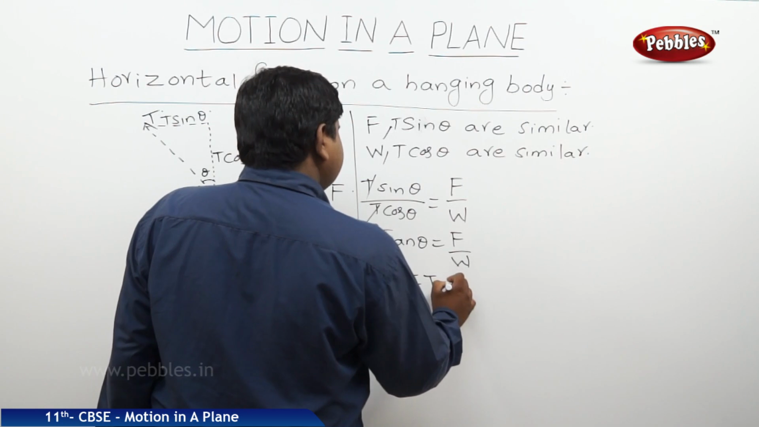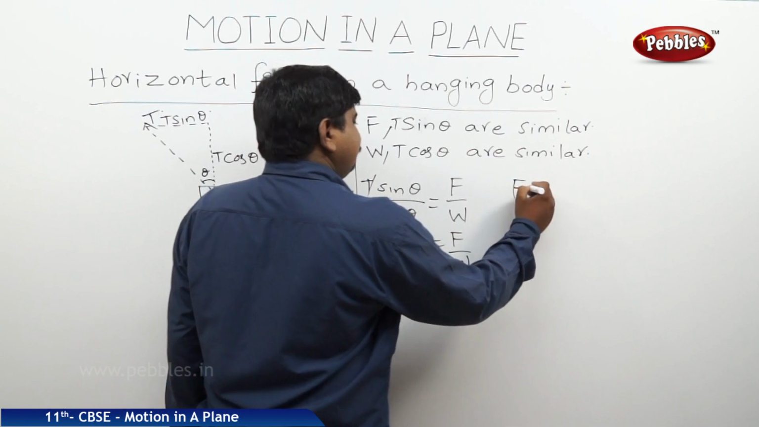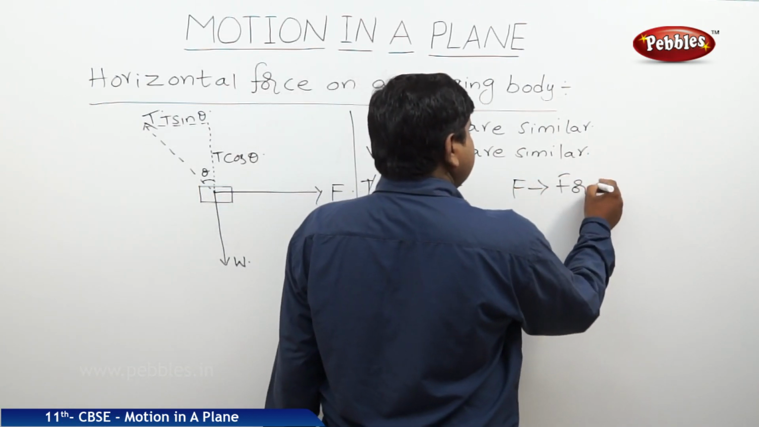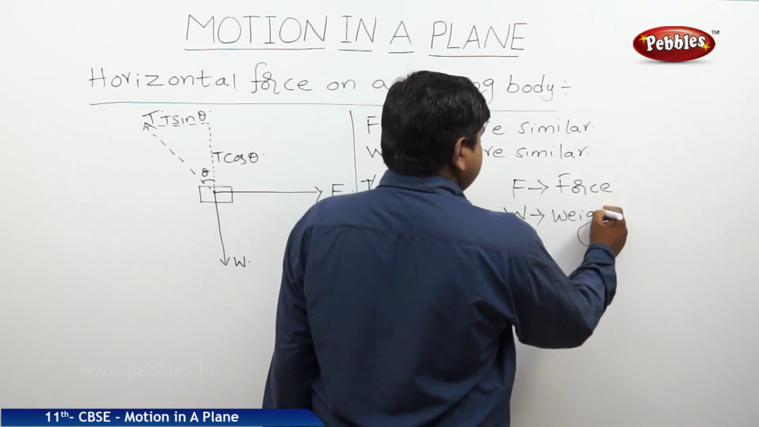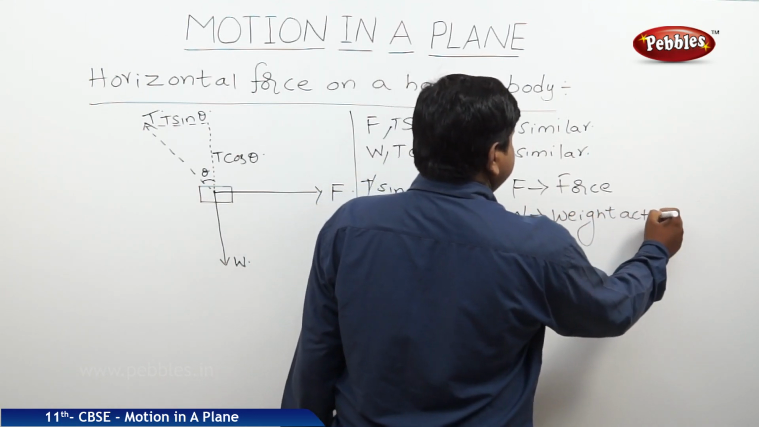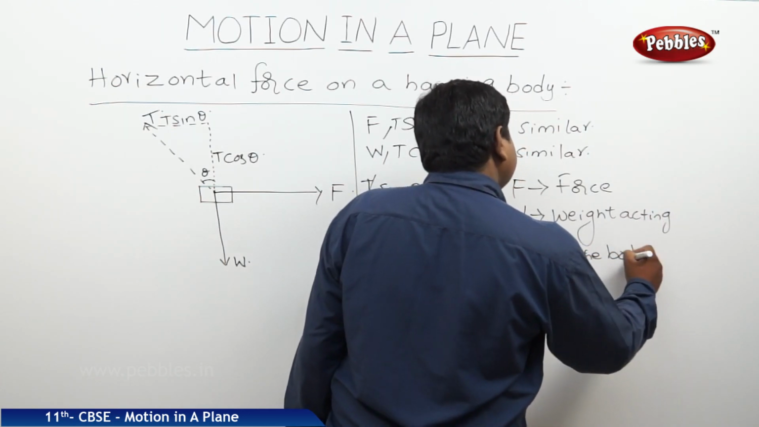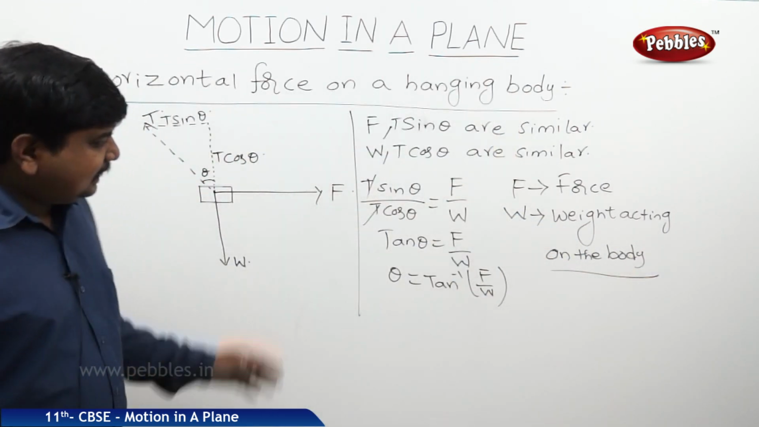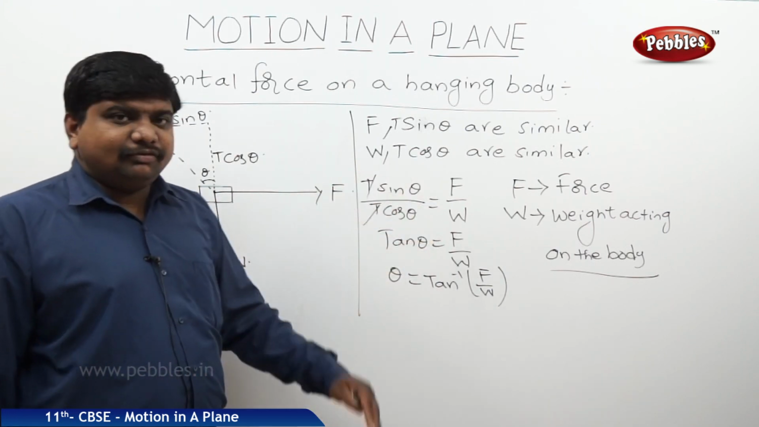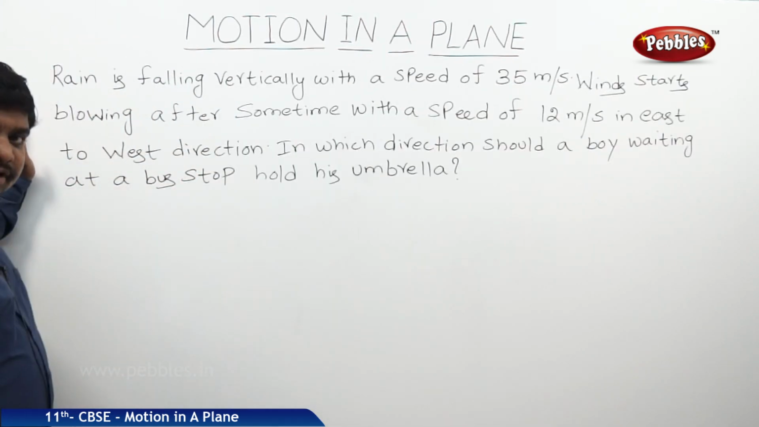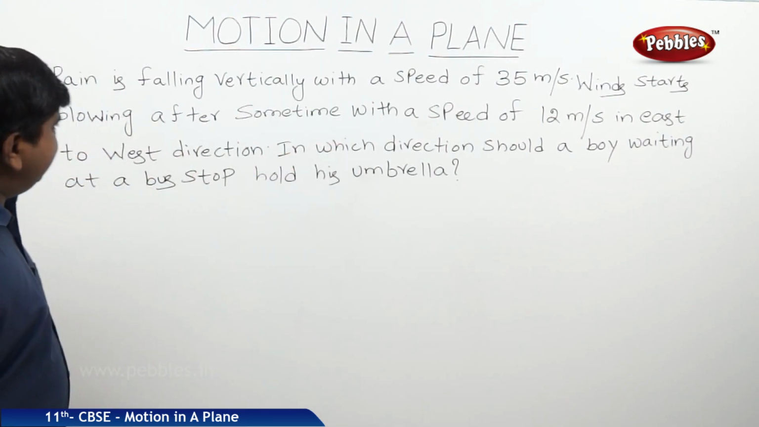Theta is equal to tan inverse F by W, where F is force, where W is weight acting on the body. So like this we can find out the angle made by the F and W with respect to the given force and weight. This is the problem which is based on the direction of the resultant vectors in case of rain falling in horizontal wind directions.